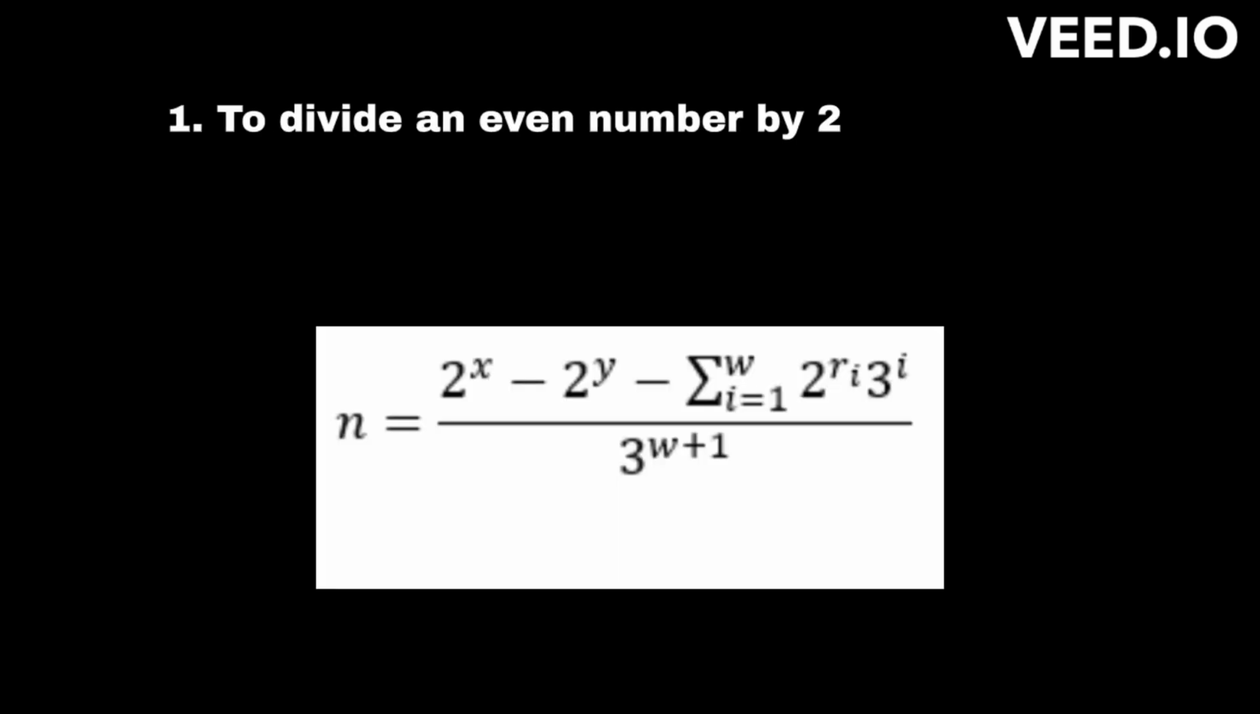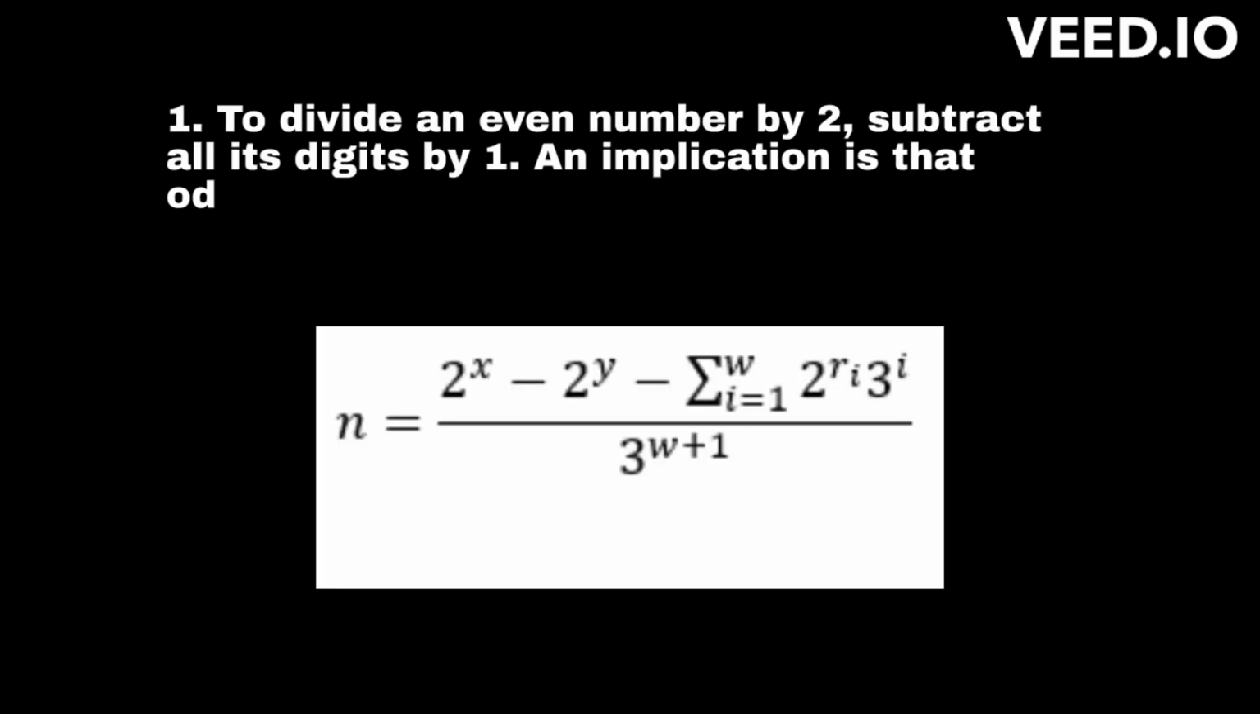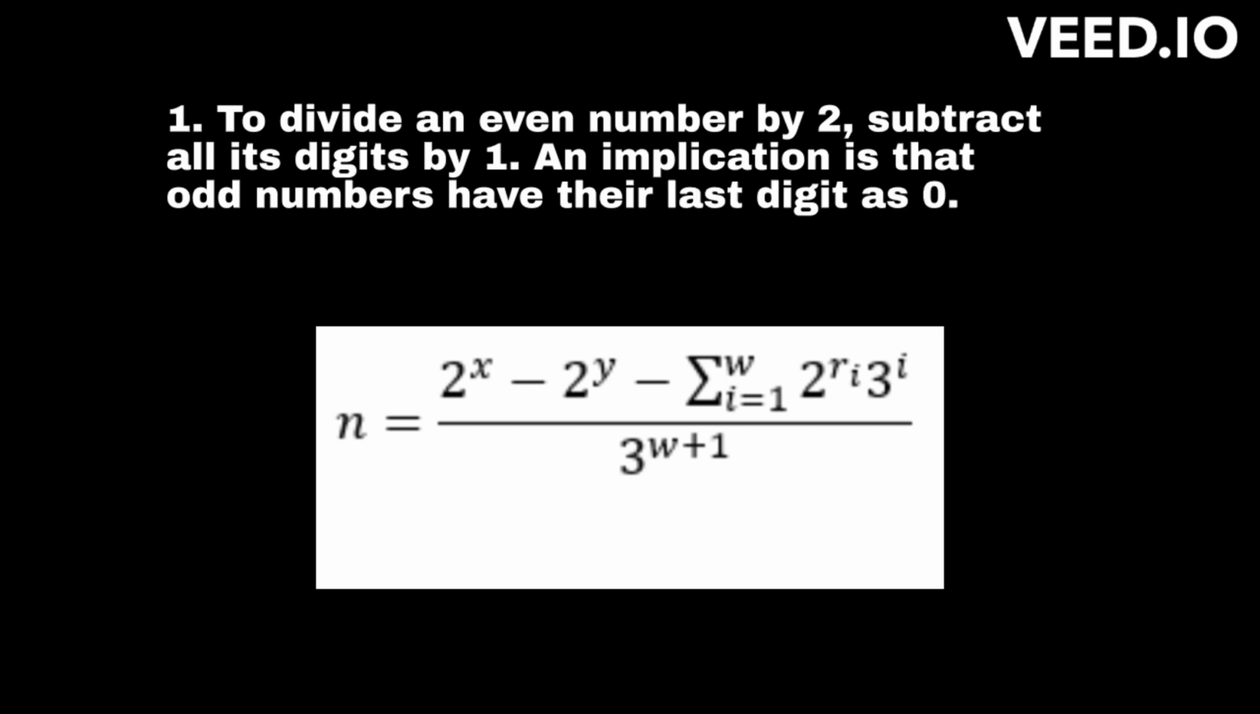Number 1 is that removing 1 from all digits divides the number by 2. This can be easy to understand when one sees that this equates to dividing the numerator in the given equation by 2.